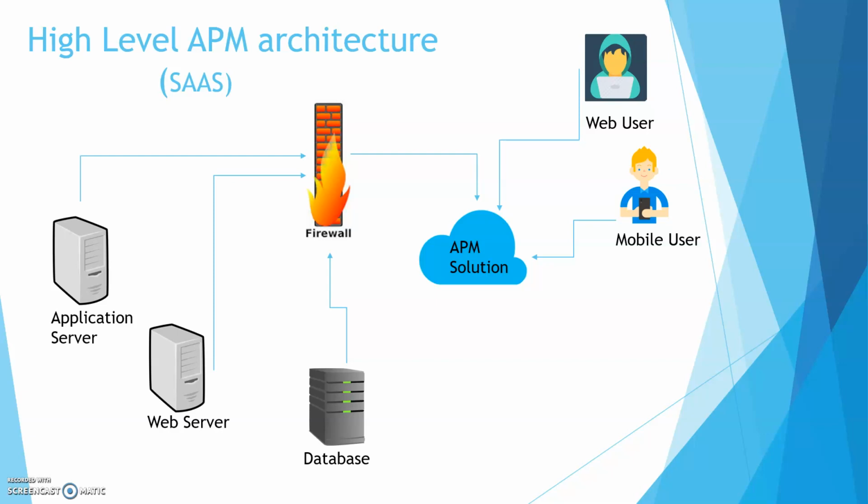In this case, web user data and mobile user data goes directly into an APM solution which is somewhere in cloud using beacons. So which company prefer SaaS and which company prefer on-premise? So SaaS model is perfect for smaller companies or medium companies where they don't have much of the restrictive policy on data. But in some sectors which are very restrictive, like financial sectors, they prefer on-premise model.